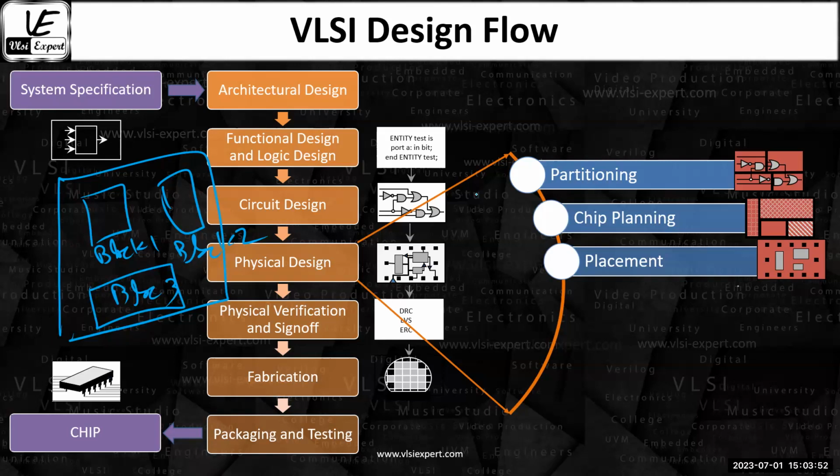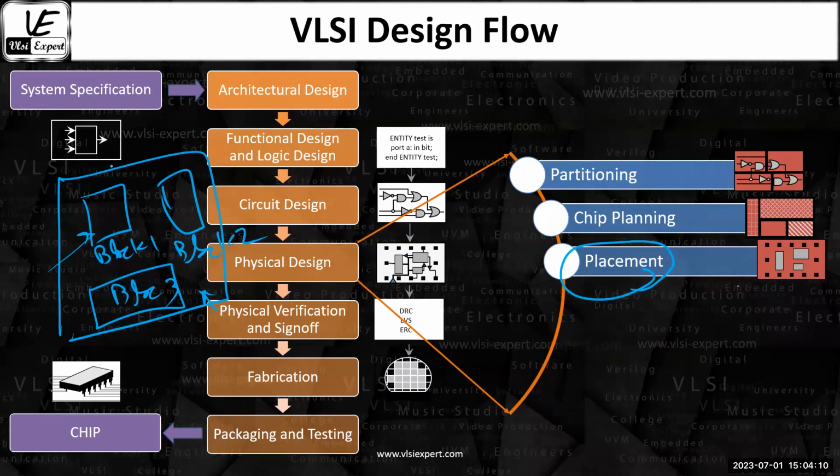Then you say, okay, where am I supposed to place it? Again, block 1 is here, or block 1 can be placed at the bottom. That is the chip planning. Now, this is the block. Now you have to place the logic gates also. So placement is a stage where we usually put the logic gates.